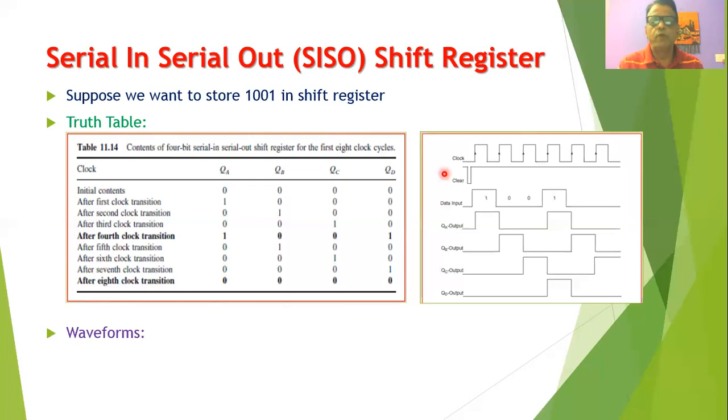So initially, before application of the clock pulse, all the flip-flops are cleared. Then we will apply the data input 1001. The first data input 1 is applied after the first clock pulse so that the data will get stored into the first flip-flop. Then we apply the second bit, then we apply the third bit, and finally we will apply the fourth bit. So after 4 clock pulses, the data will be stored into the register. Now, in order to read the data, we again need to apply 4 more clock pulses so that the data can be read sequentially at the output QD.